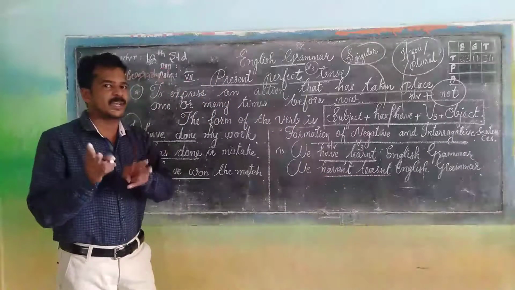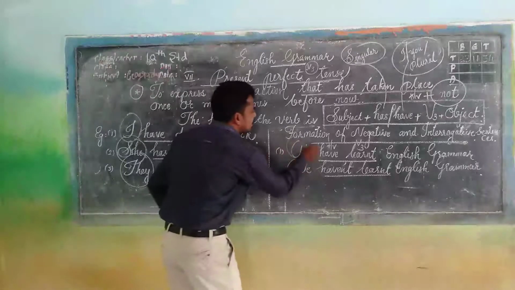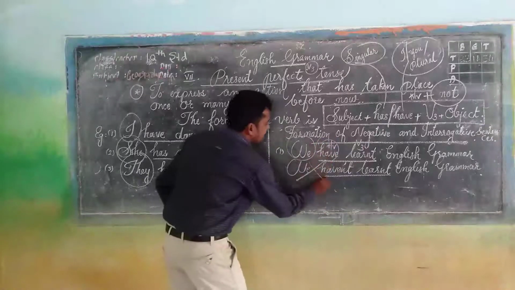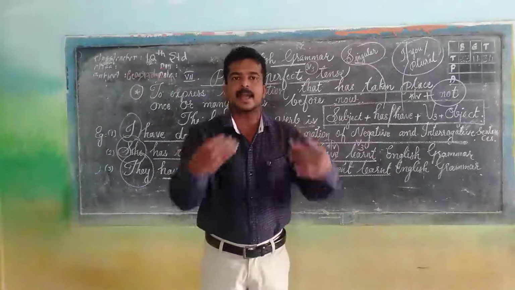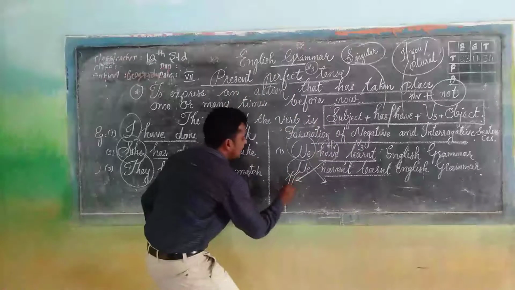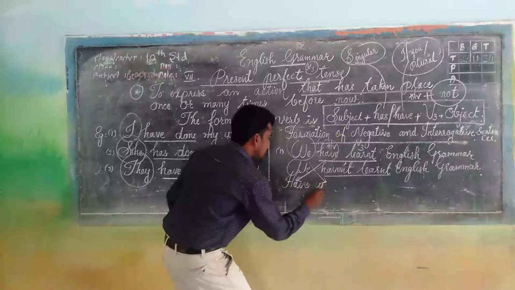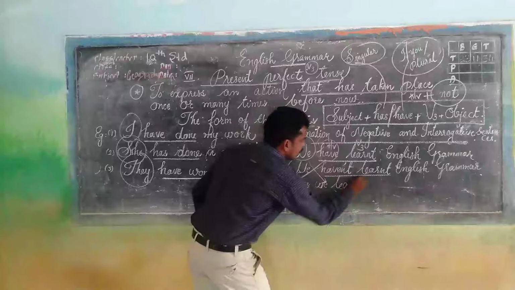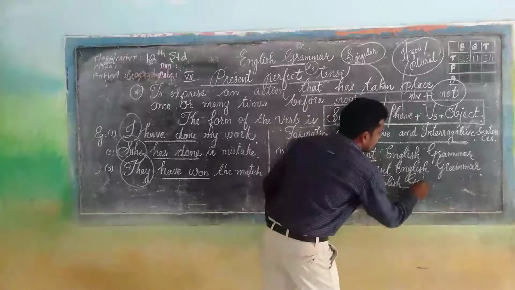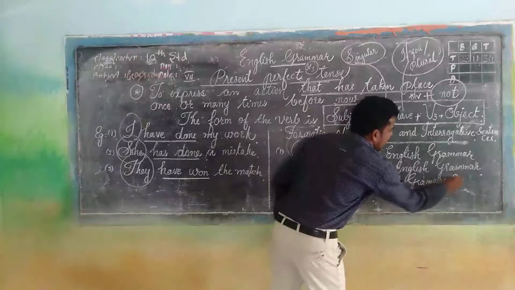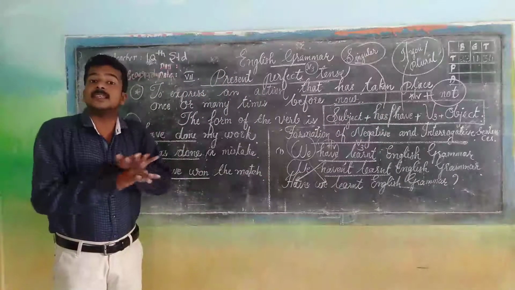Next is interrogative. As I told you, a rhetoric question will start from a helping verb, just change the place of the subject and the helping verb. You know very well, rhetoric questions always start from a helping verb. See here: have we learned English grammar? Have you learned English grammar? And it has two answers. Yes, we have learned English grammar. No, we haven't learned English grammar.